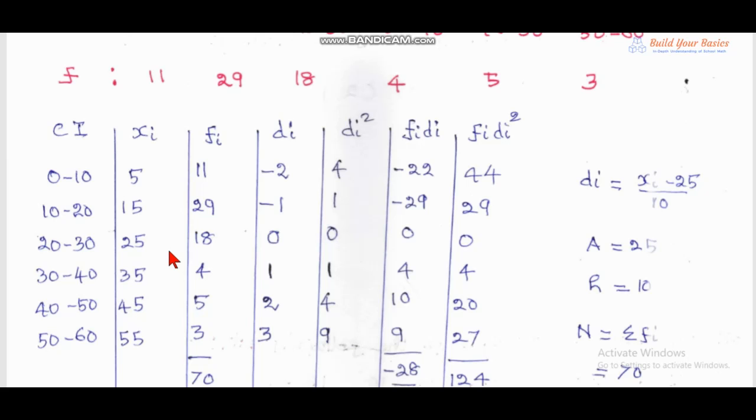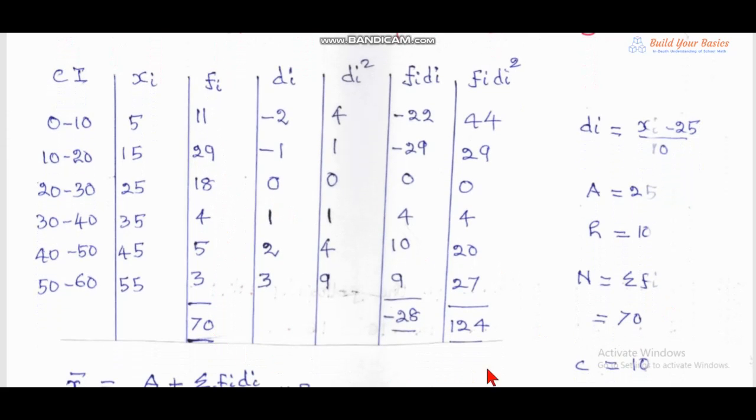So we can do it by the step deviation method with the step c equal to 10. Now we can take 25 as the assumed mean. So di equal to (xi minus 25) by 10. Assumed mean is 25, h or c is 10. N is the total number of frequencies. Frequencies are given 11, 29, 18, 4, 5, 3. Total is 70. So n equal to 70.